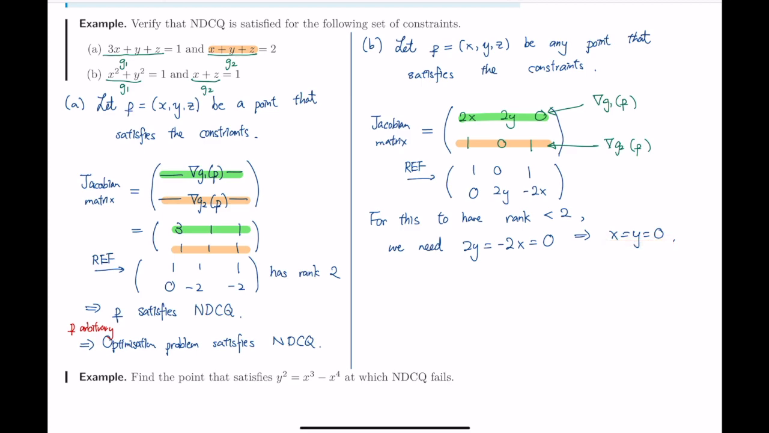So let's say, okay, however, a point P, if x and y are 0, this does not satisfy one of the constraints, okay? Because one of the constraints is x squared plus y squared equal to 1. And this is a contradiction, okay? What is the contradiction? It contradicts the fact that we assumed the rank to be strictly less than 2. So hence, this is impossible.